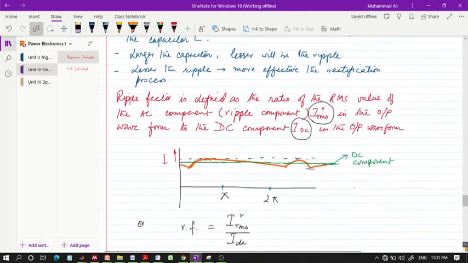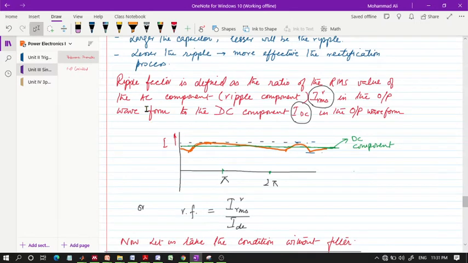Now how can we define this ripple factor? Ripple factor is defined as the ratio of the RMS value of the AC component, or the ripple component, RMS of the ripple in the output waveform to the DC component in the output waveform. So we are having this DC component over here, and we are having certain AC component or the ripple component. So I can define ripple factor as I RMS of ripple upon I DC.